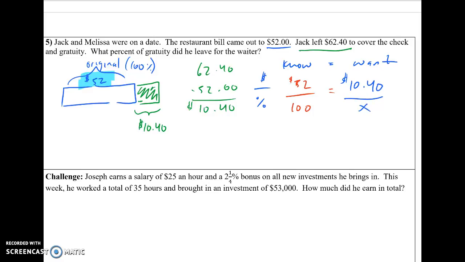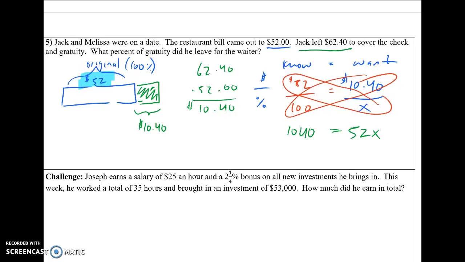All right, cross multiply. We get 100 times 1040. That's 1,040 equals 52x. Divide 52 on both sides. And we get x equals 20. So that means this 1040 is 20%.